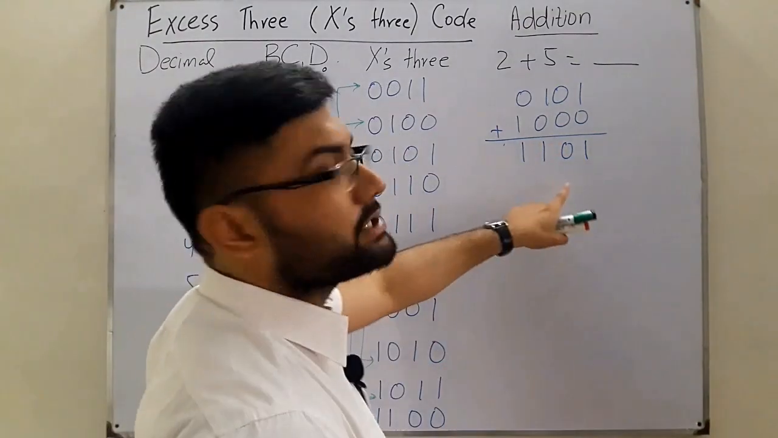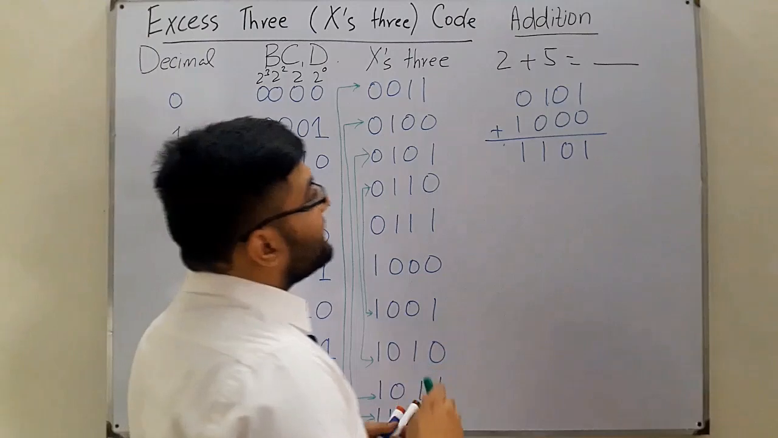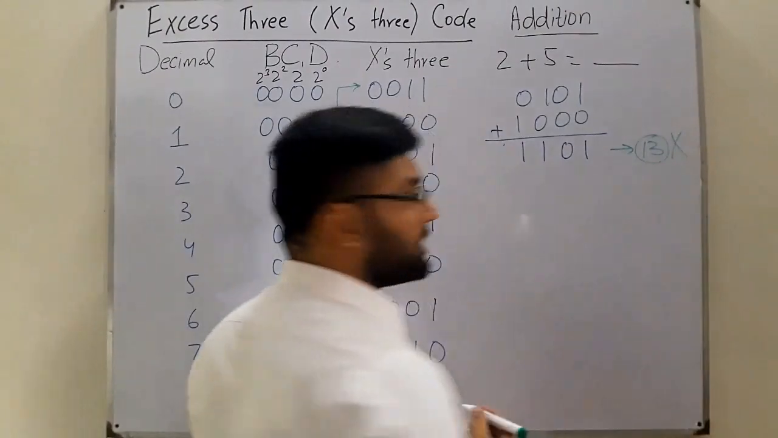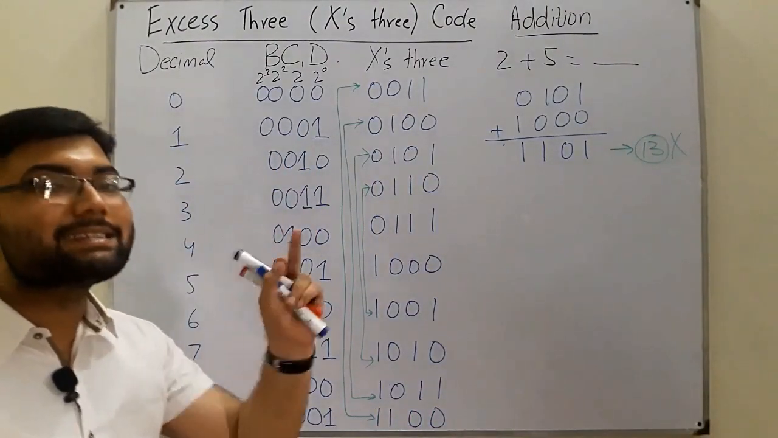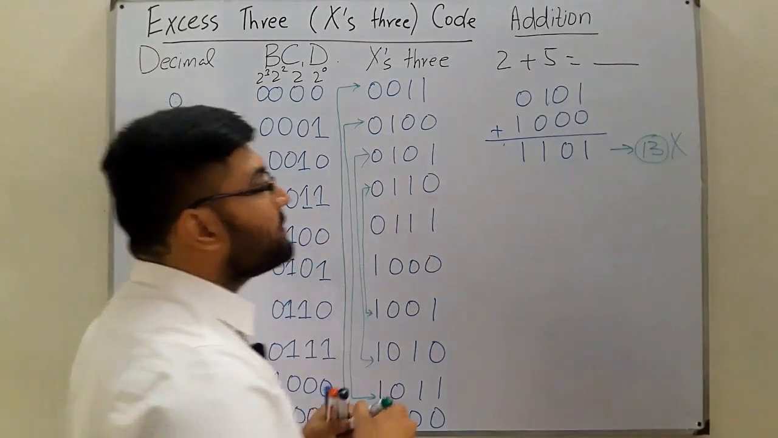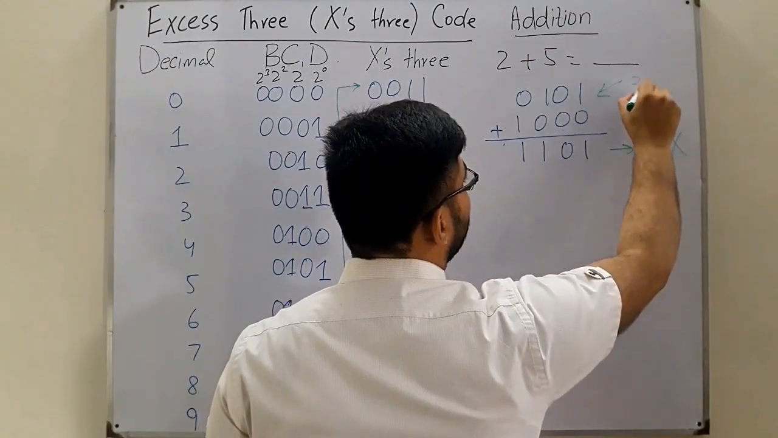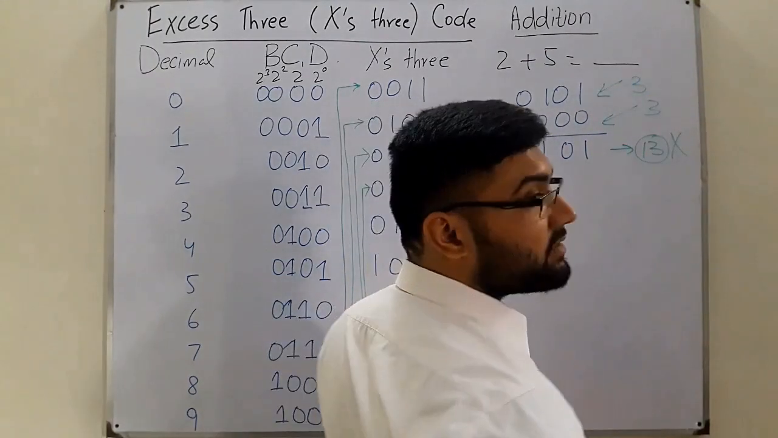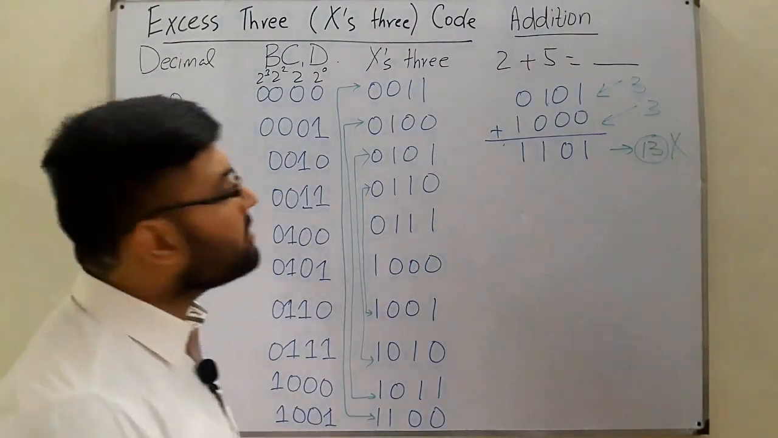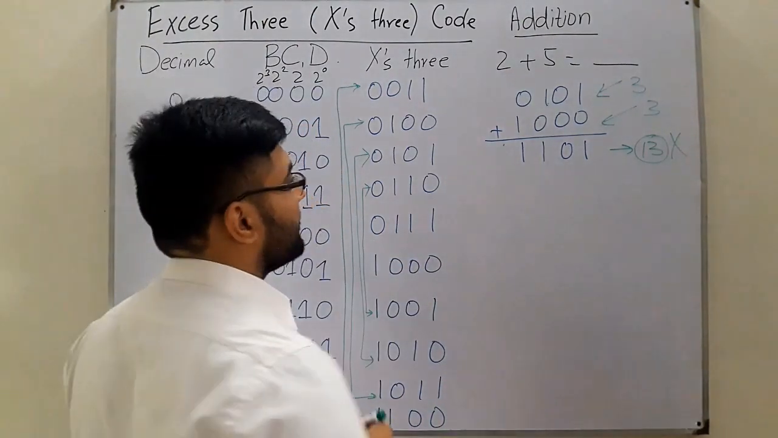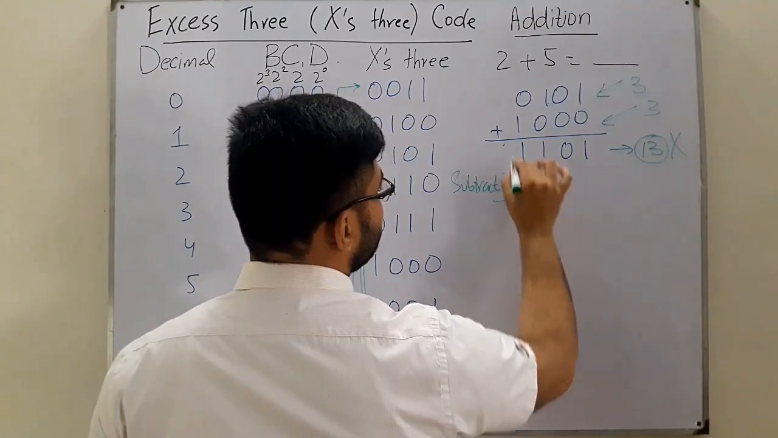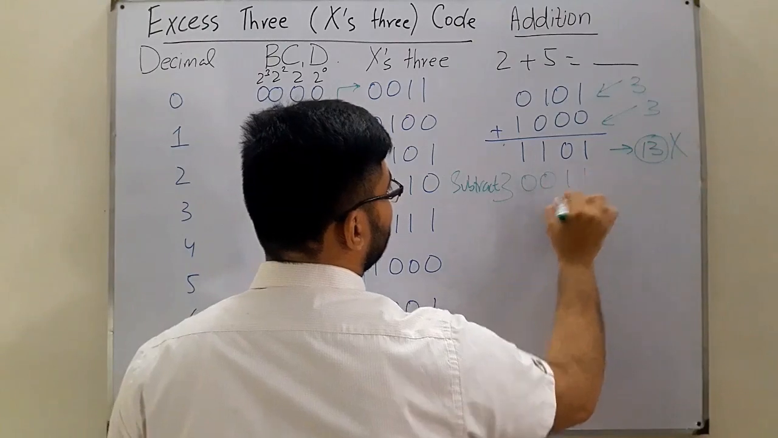So the sum is 1101. Now if you know binary to decimal conversions, you see that this is 13, which is wrong, which is not our required answer, because now it has 6 extra. We need only 3 extra, because in Excess-3 we have 3 extra. We have a 3 extra over here and a 3 extra over here, which sums up to a total of 6 extra in the answer, which is not required. So to remove this, you subtract a 3 from the final answer. Subtract 3, which means 1101 minus 0011.